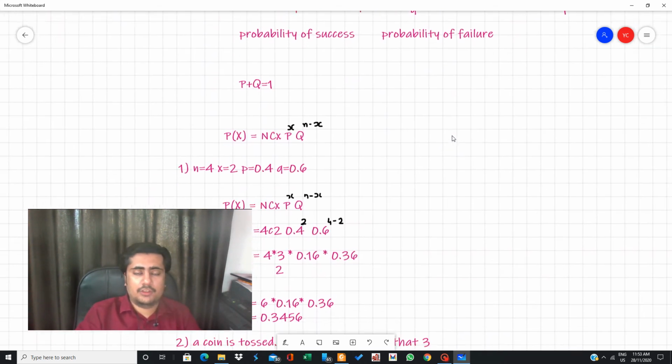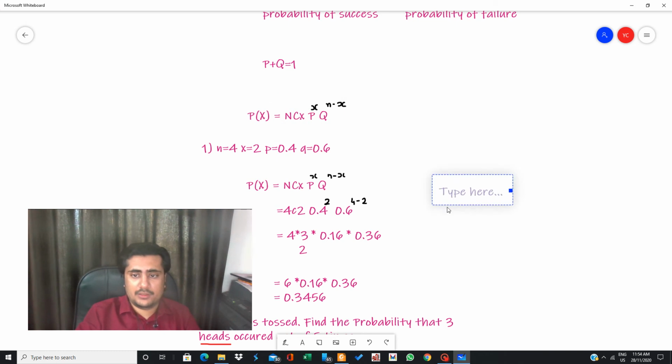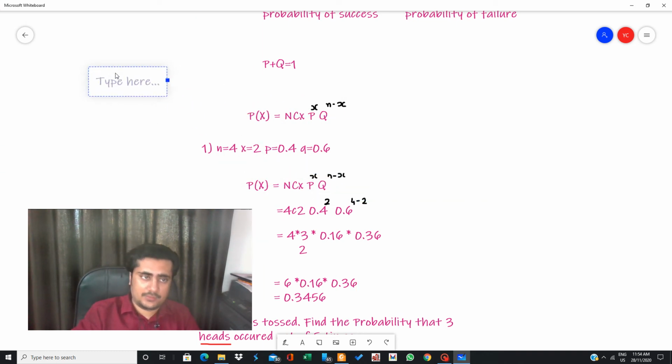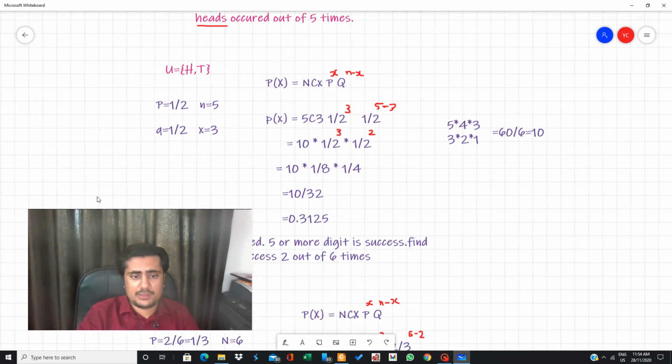We had learned the formula for how to solve the sum. In each and every sum, you should find this much: you should find n, x, and obviously p and q. If you are finding p, then you can get q automatically because the total of p and q is 1. I hope you are getting my point. We had seen some examples also.